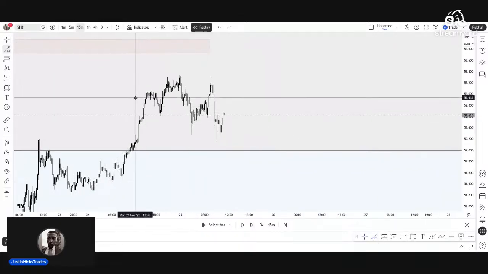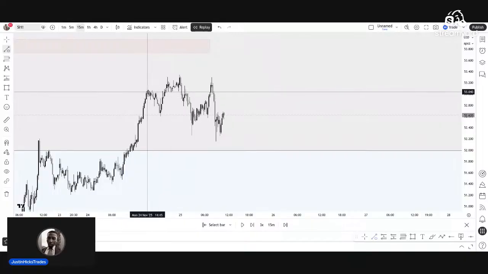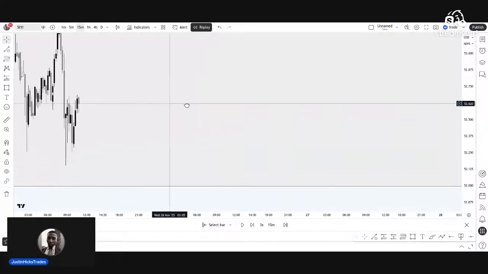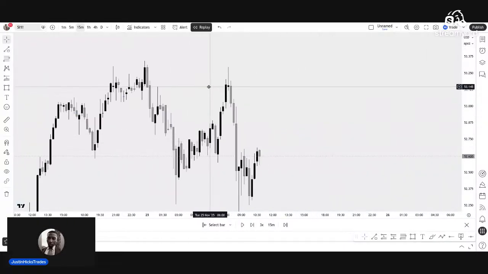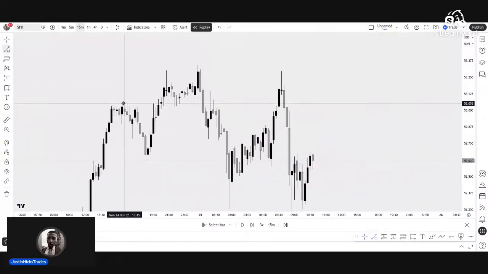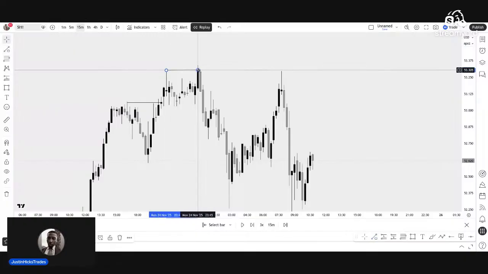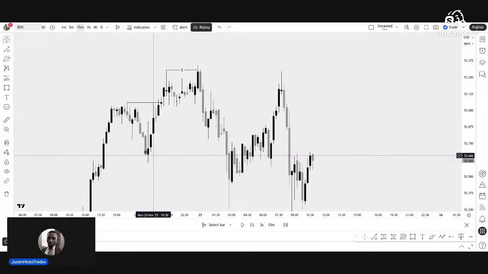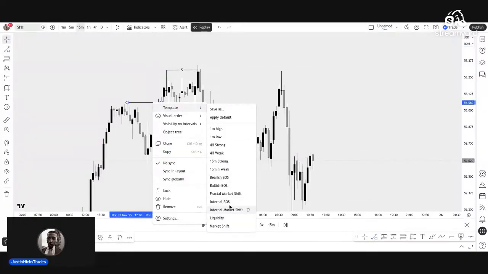Wait, let me see, what do I see? This is my last internal breaker structure. Actually, let me zoom in so you can see. All right, what do I see? This is my last internal breaker structure. About here, price went up, sweeping liquidity. So this is a liquidity sweep. So yeah, this is my last internal break.